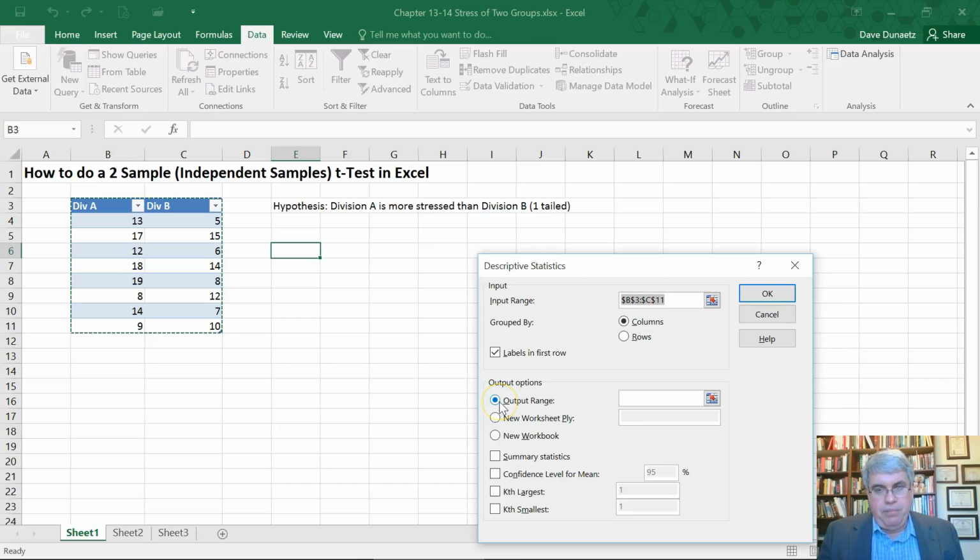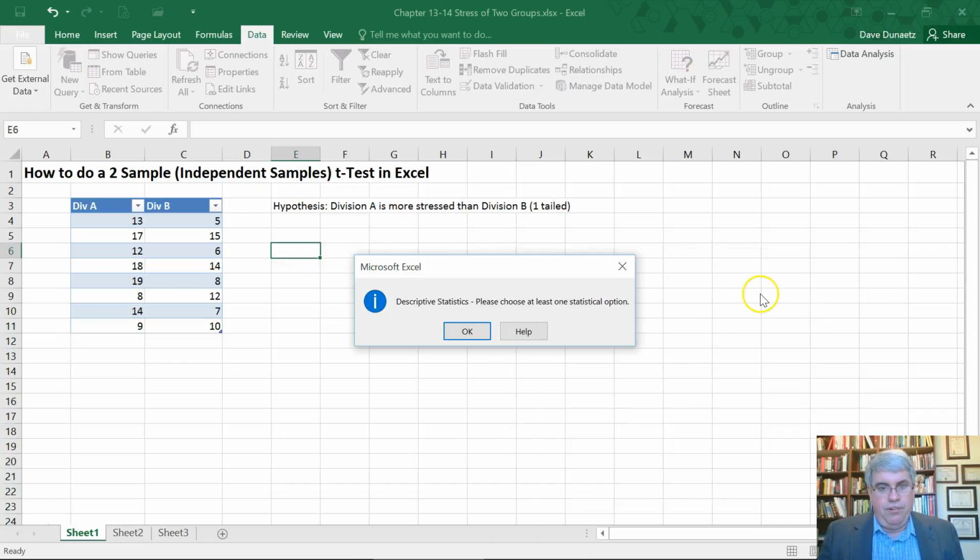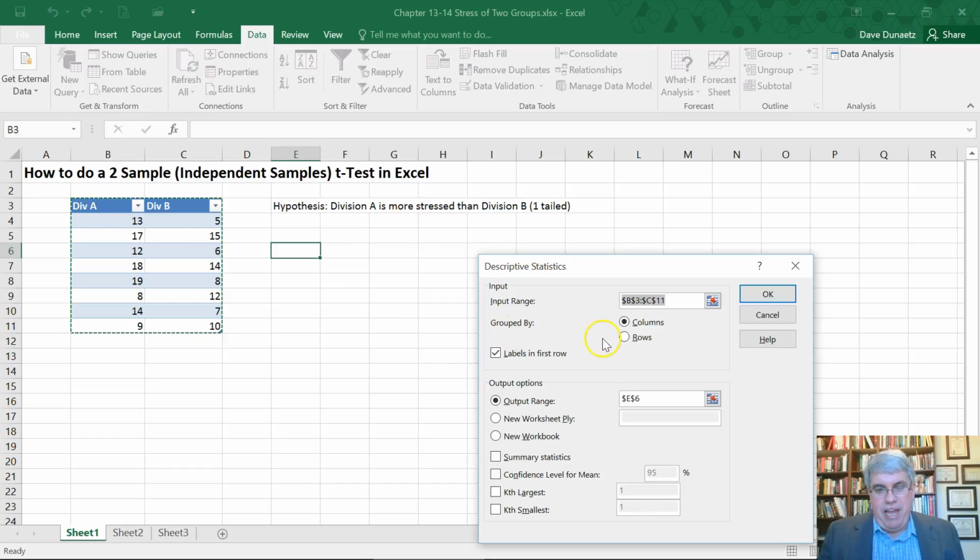And the output option, I've got to click in the box there because the cursor went up there. And let's put them right here. And I press OK. Oh, that didn't work. Look at that. I didn't choose any options. We'll go back here and we need the summary statistics.